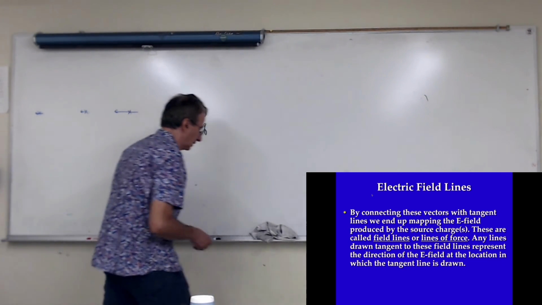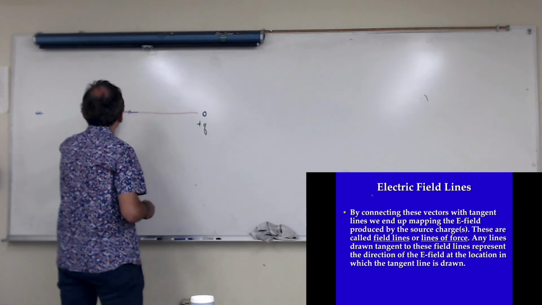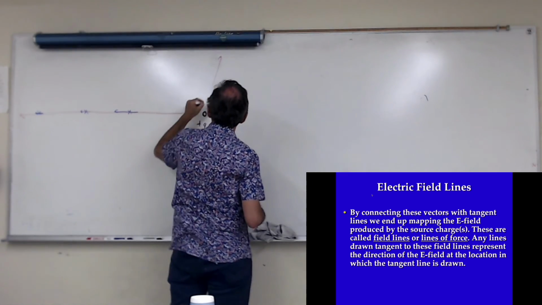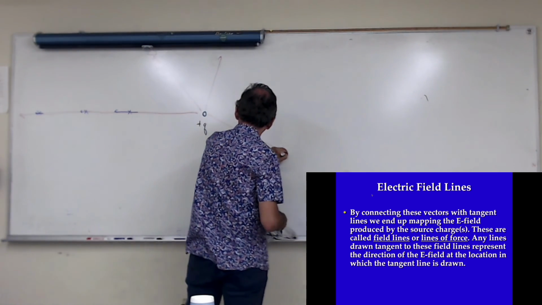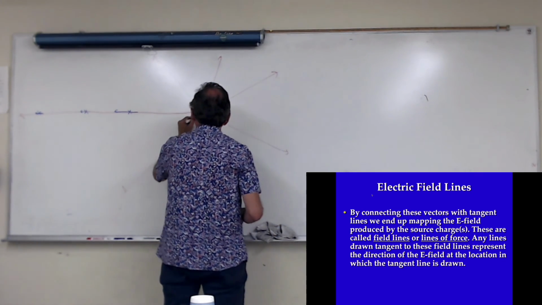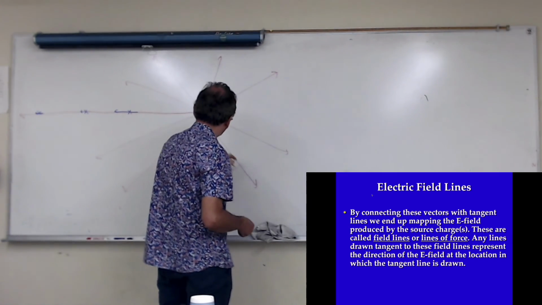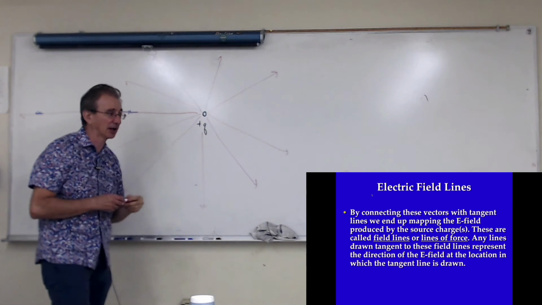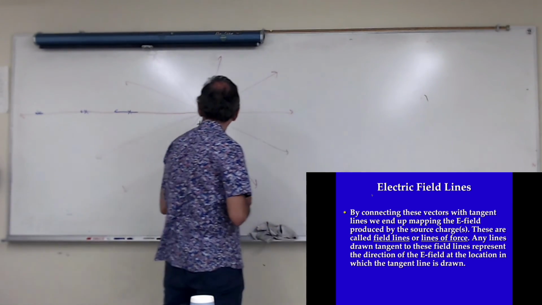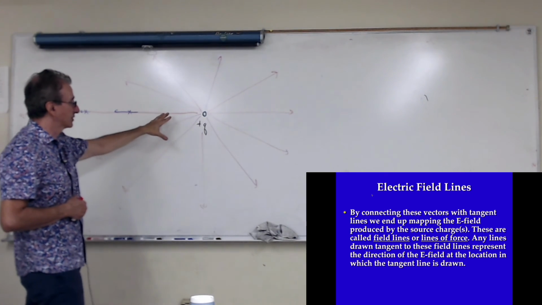So what I can do then, and I only draw one set of them, is connect these with lines tangent to these vectors. I can do it everywhere in space for this charge. Really, what I should do is draw them so that they reflect the symmetry of this charge, but I haven't done a good job of that in this picture. Maybe I'll draw one more here. That'll make it more symmetric. These now are the field lines that this produces.